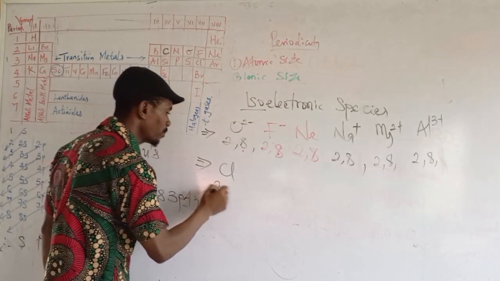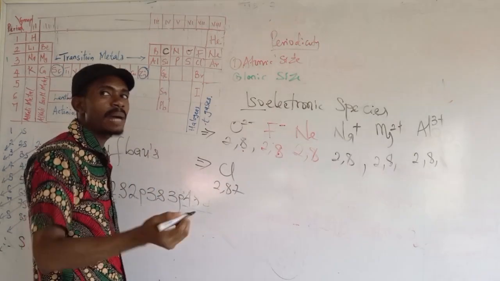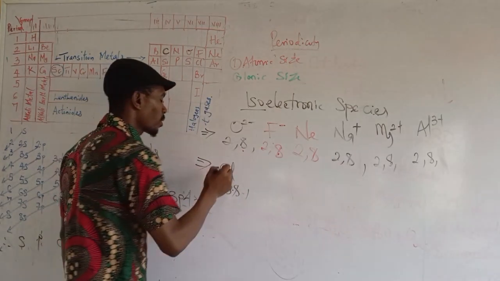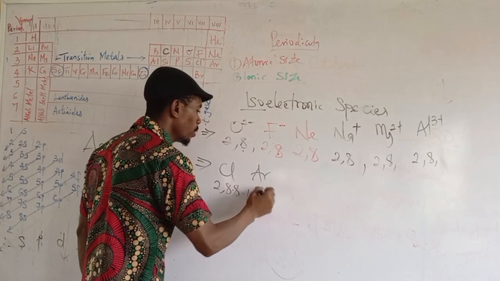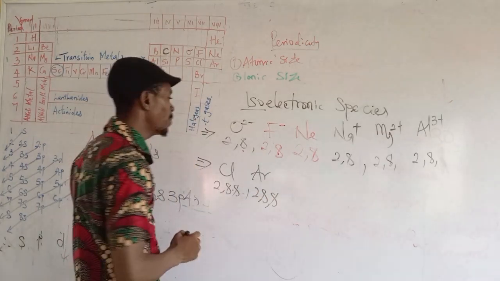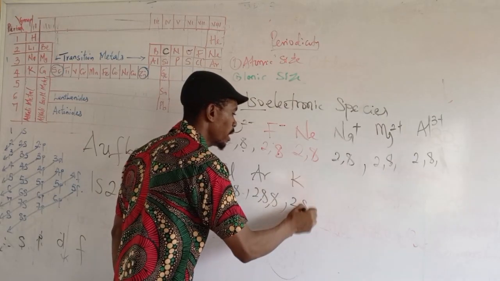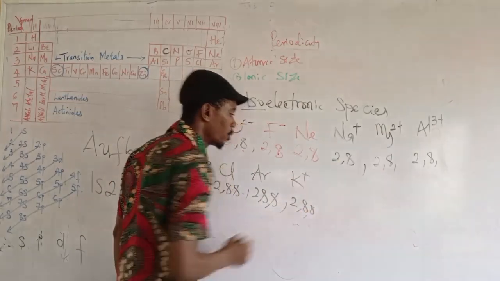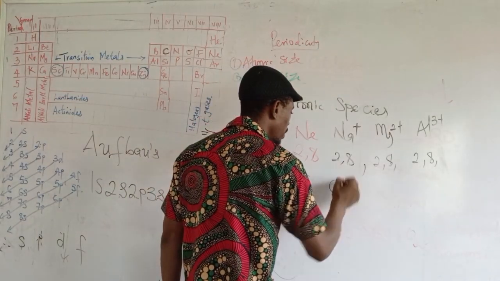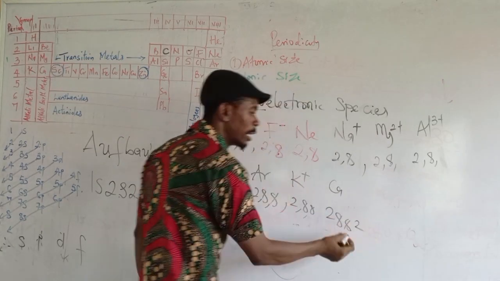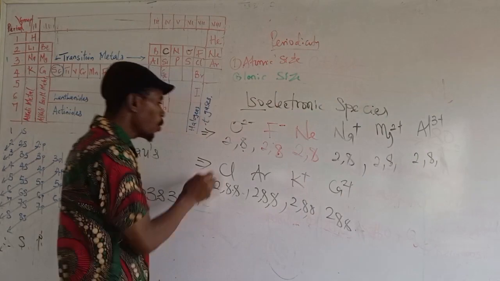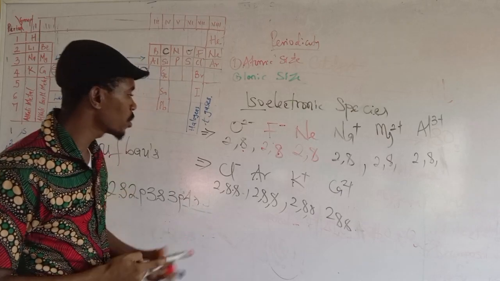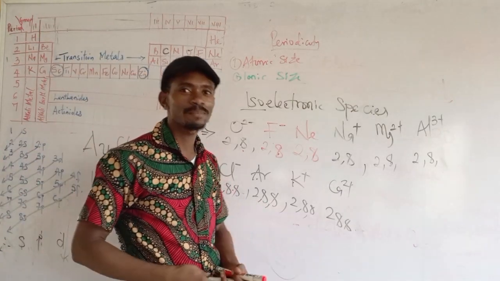Chlorine is 2,8,7, that is 17, and it can be stable by gaining 1 to become 18, that is 2,8,8. After chlorine, then we have argon, which is 2,8,8, already stable. Then we have potassium, which is 2,8,8,1. Loses an electron, becomes potassium ion. And then we have calcium, the last on the list, which is 2,8,8,2. Loses 2, becomes 2+. So chloride ion, argon, potassium, and calcium ions are another example of isoelectronic species.